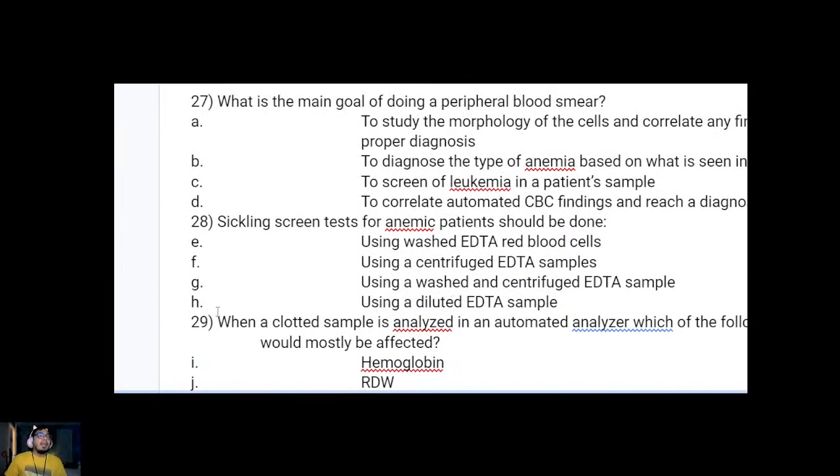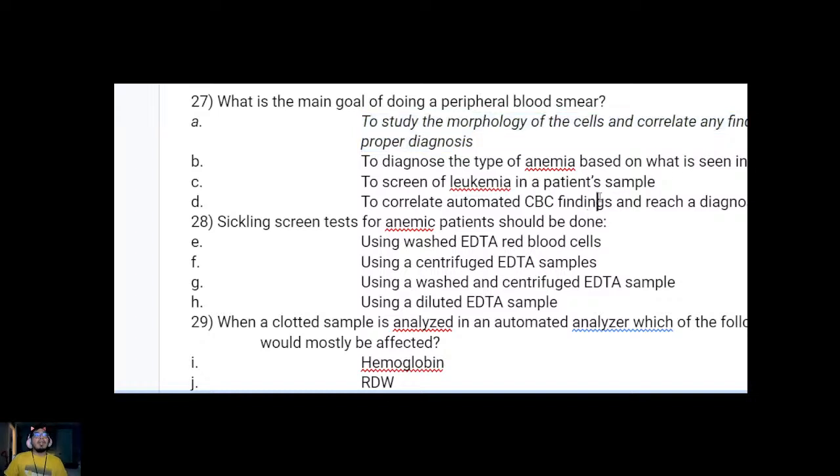Next, what is the main goal of doing a peripheral blood smear? Tinanong ko yan sa inyo. Hopefully, lahat kayo nakasagot. Very good. I'm so proud, Sir Marco. Ang daming sumagot ng tama. Number 2, letter D. Mali. May bakit yan ang sinelect ko? 27 pala tayo. Letter A. To study the morphology and findings.